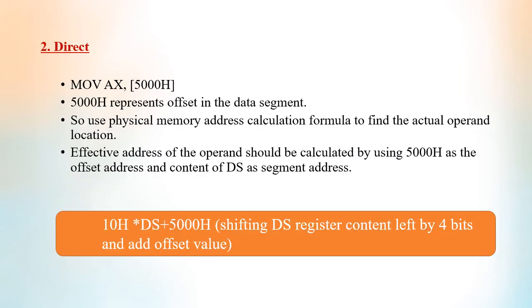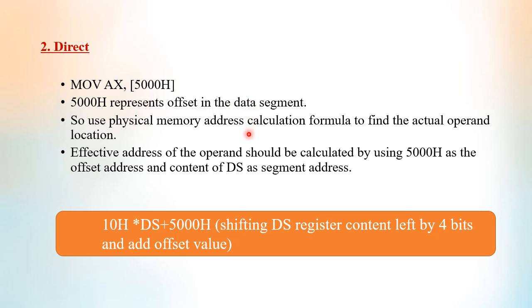Next one is the direct addressing mode. Here is an example for direct addressing mode. MOV AX, [5000H]. Here we can see 5000H is written inside a square bracket. This means it is a memory location. AX should be assigned with a value from the memory location 5000H in the data segment. So 5000H represents an offset in the data segment.